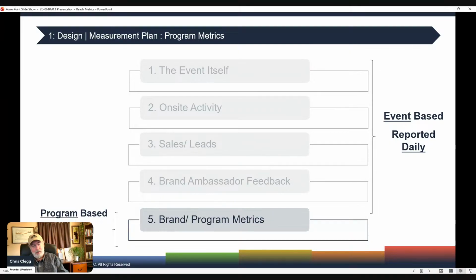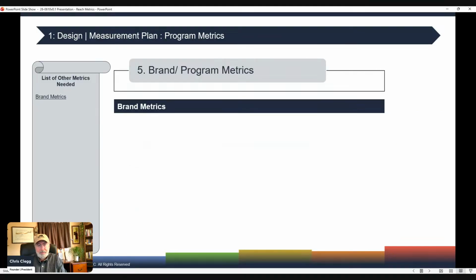They're program-based, so you're just recording them a single time, and it'll remain true throughout all of your activation days, whether it's 1 day or 1,000 days. So those brand metrics, we'll start there, and then we'll talk about the core program metrics.